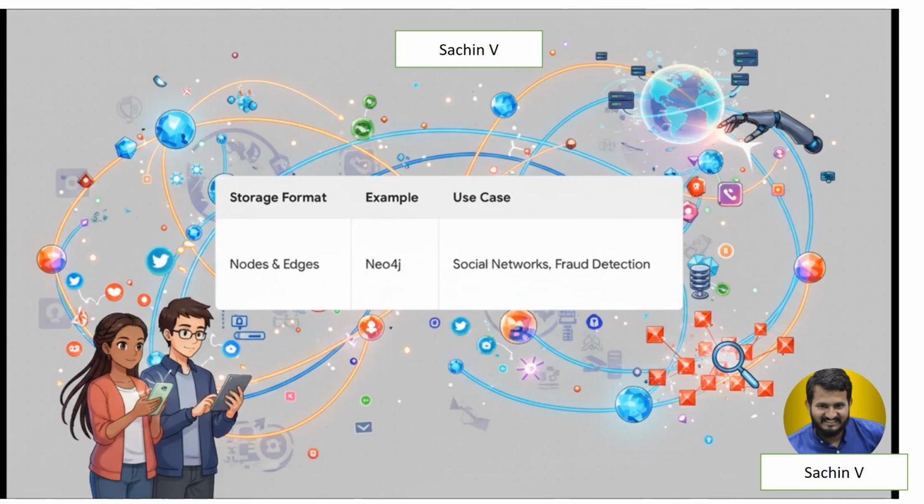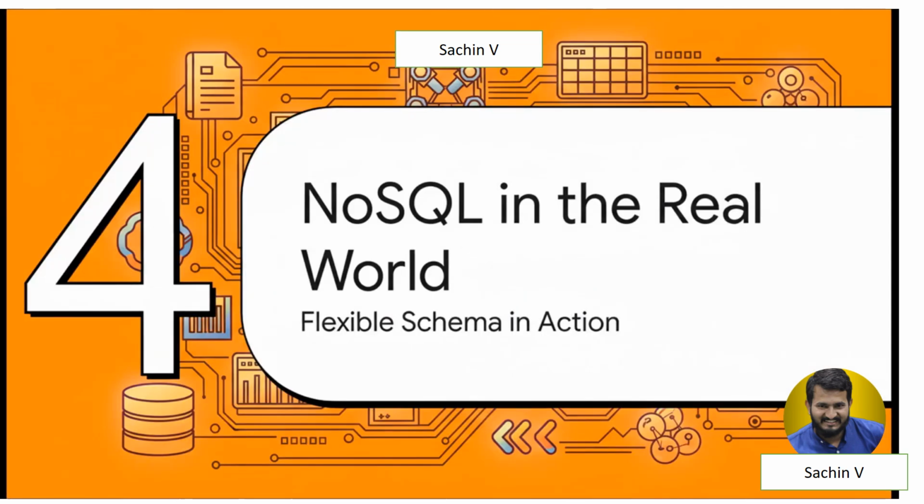They are the perfect tool for social networks, recommendation engines, and even for detecting sophisticated fraud rings by literally following the connections. Okay, so that's the theory, but what does all this flexible schema stuff actually look like in practice? Let's take a look and see it in action.